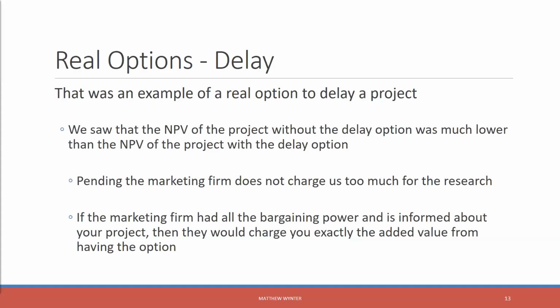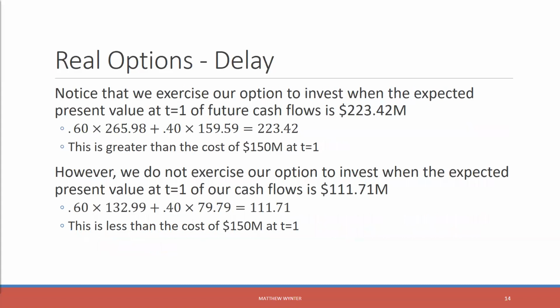They would charge us the difference in NPV. So notice that we exercise our option to invest when the expected present value at time t of the future cash flows is $223.42 million. And hopefully that makes intuitive sense. You'll exercise your option when you expect it to be profitable.